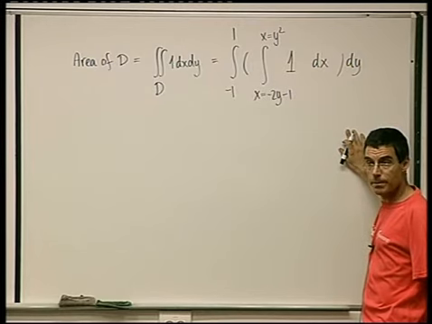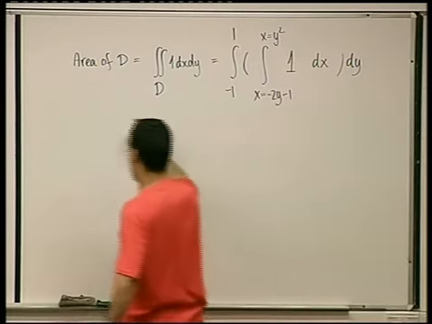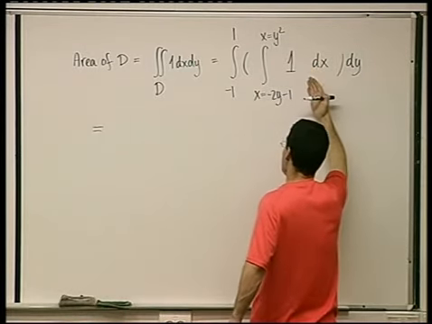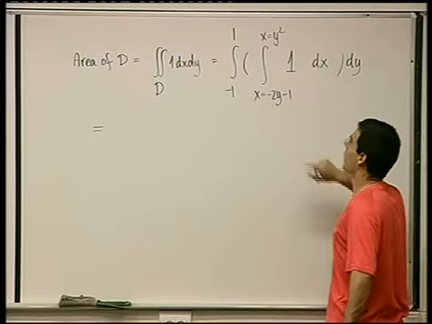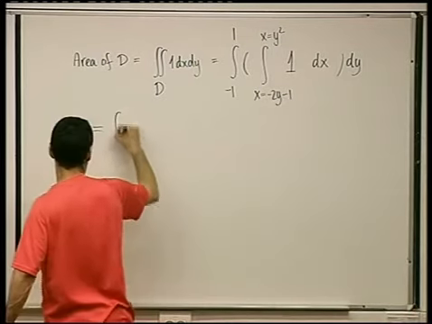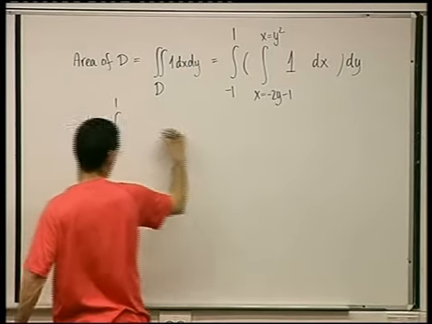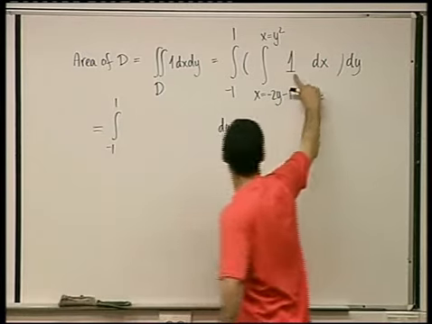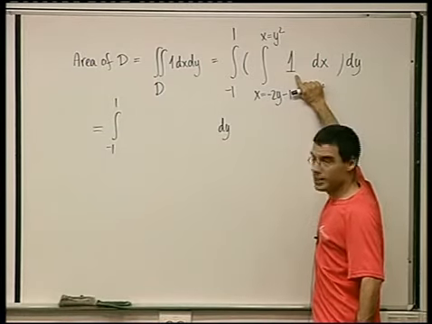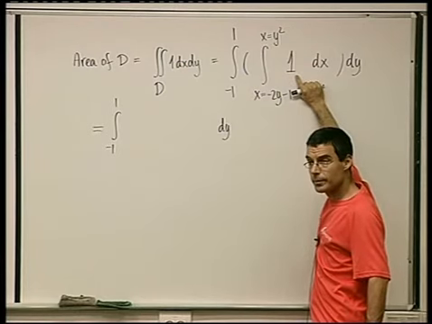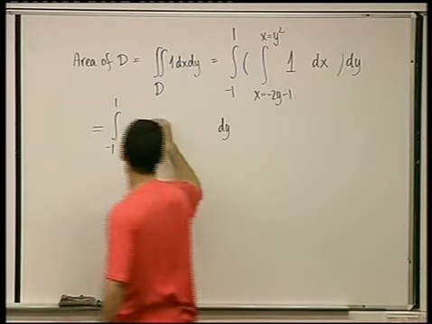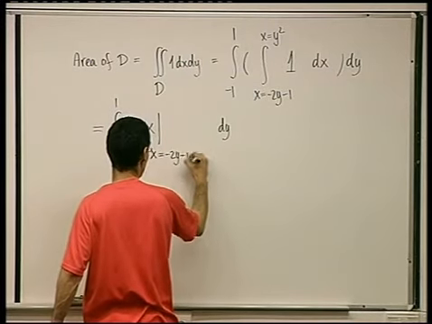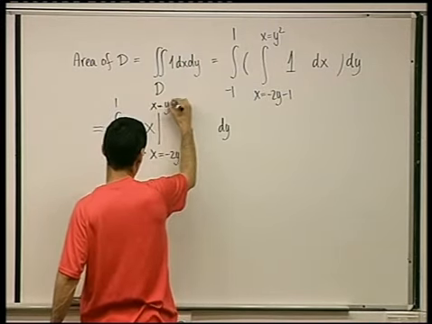Everybody? Okay. Now we're back to Calc 1. We're just calculating single variable integrals, doing them one by one. So the outer integral I leave untouched. We only get to that after we solve the inner integral. What's the inner integral? What's the antiderivative of 1? X. Evaluated between x equals minus 2y minus 1 and x equals y squared.